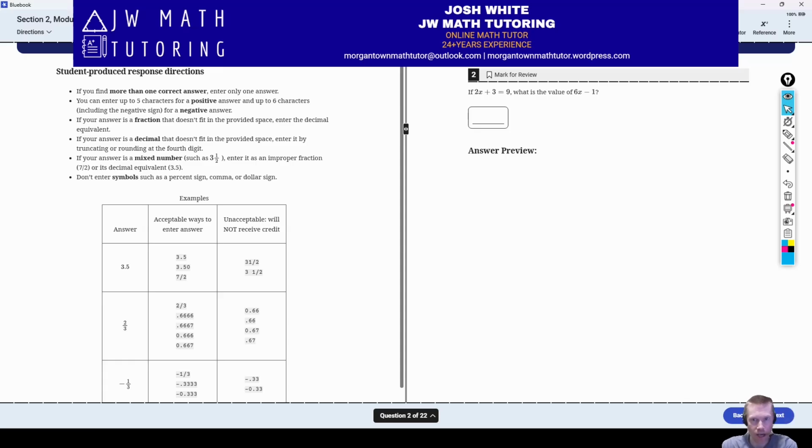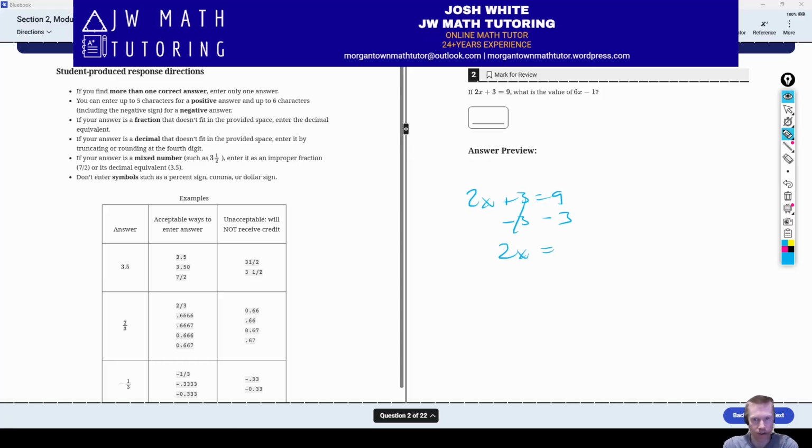All right, next we have a basic equation, and they don't ask for the value of x, they ask for the value of 6x minus 1. So you could try to manipulate the left side of this to make it equal 6x minus 1. But I think it's just quicker and easier to go ahead and solve the equation for x and then just multiply it by 6 and subtract 1.